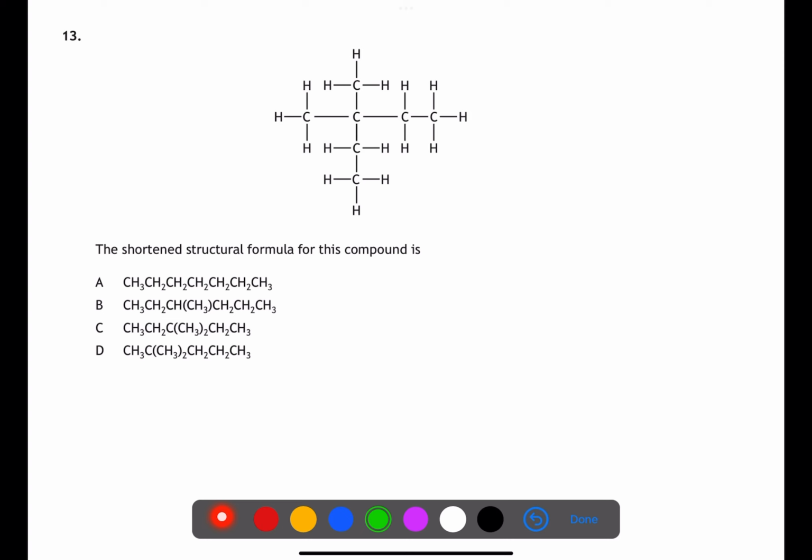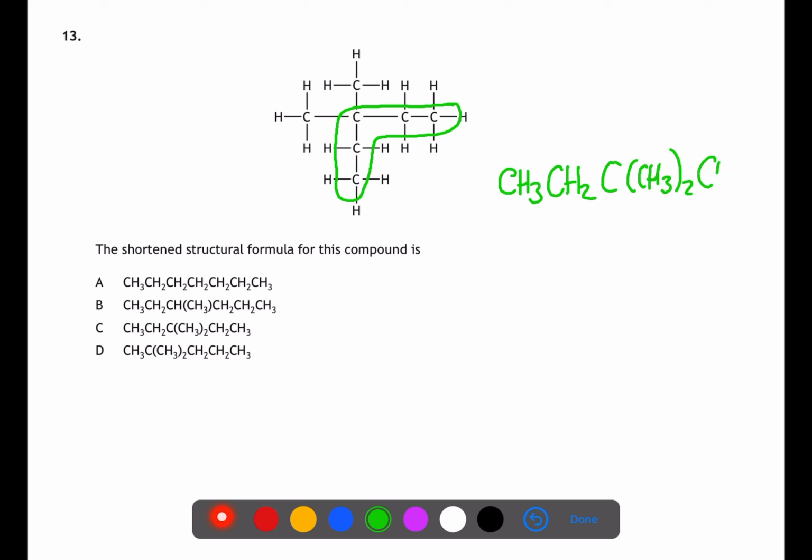For question 13, you should try to draw this out first yourself. Find the longest chain of carbons and use that as the backbone to write out your shortened structural formula. The longest chain here contains 5 carbons, as you can see in the diagram above. If we then start from the bottom of the diagram and move across, we should end up with the same answer, which is in the options below. So we have CH3, CH2, then we have a carbon with 2 methyl groups attached, CH2 and then CH3. If you then look at each of the options in turn and find which one matches the one that you have written out, it is C.